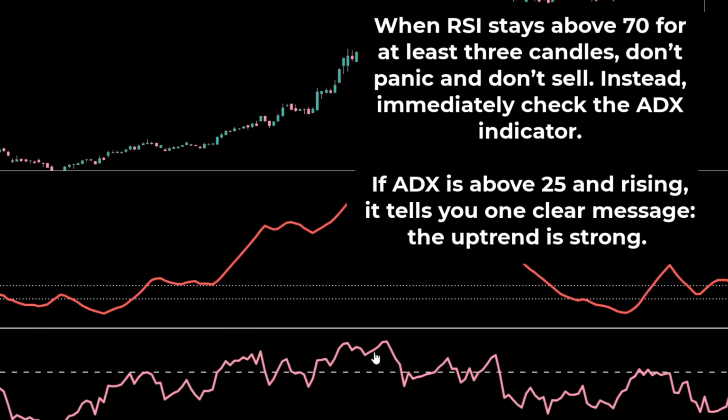When RSI stays above 70 for at least 3 candles, don't panic and don't sell. Instead, immediately check the ADX indicator. If ADX is above 25 and rising, it tells you one clear message. The uptrend is strong. And when the trend is strong, RSI can stay above 70 for a very long time.